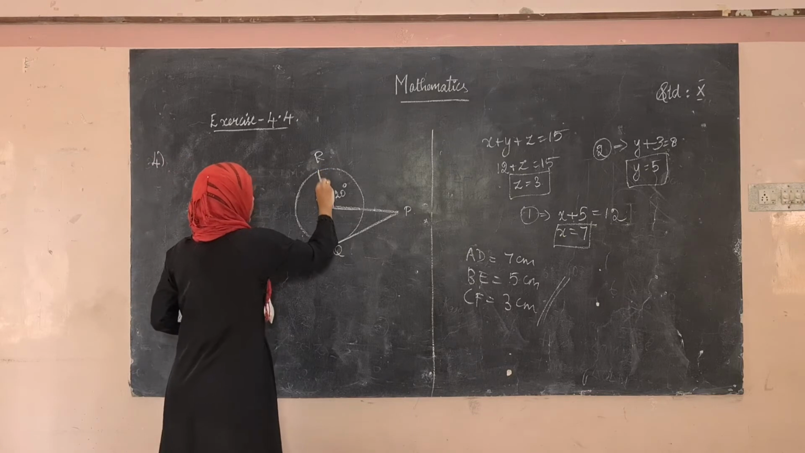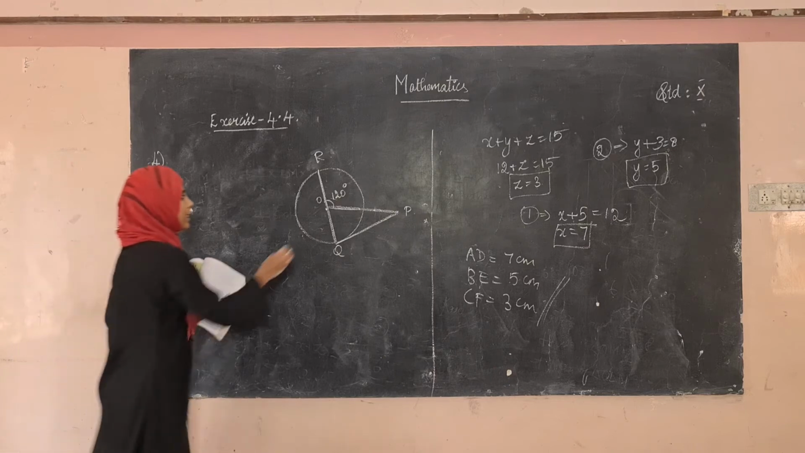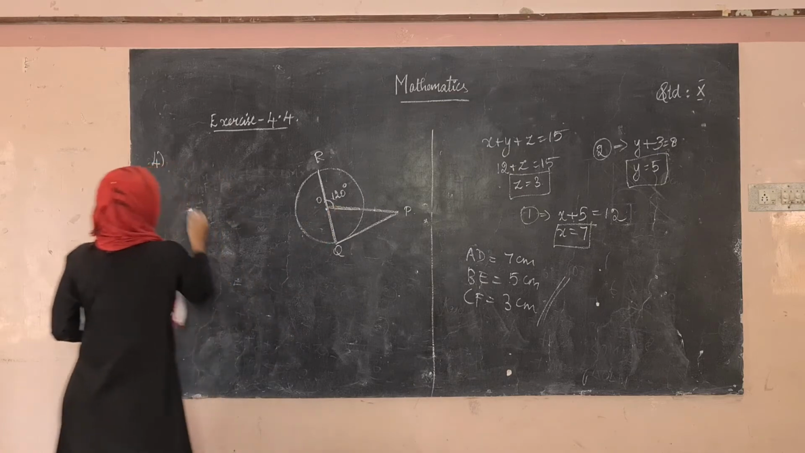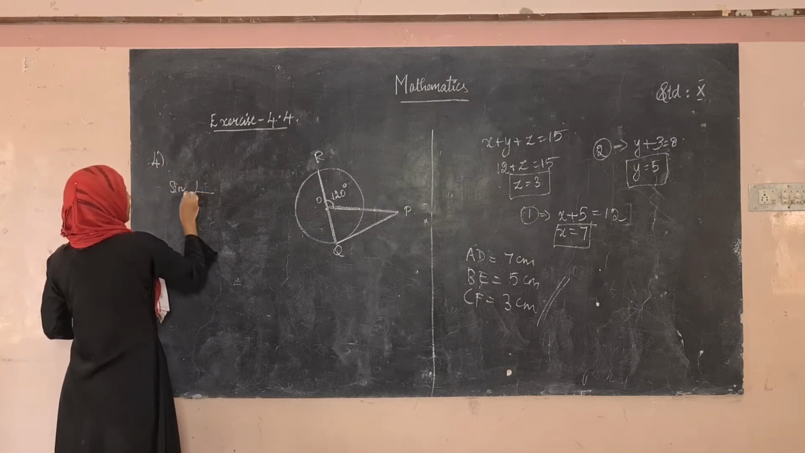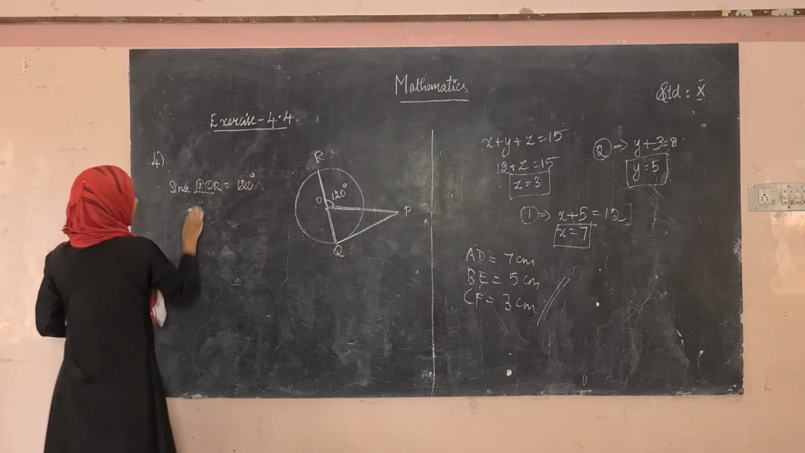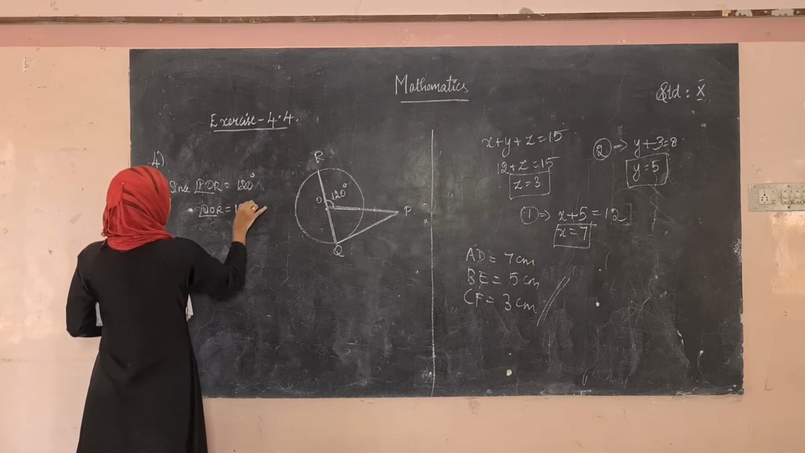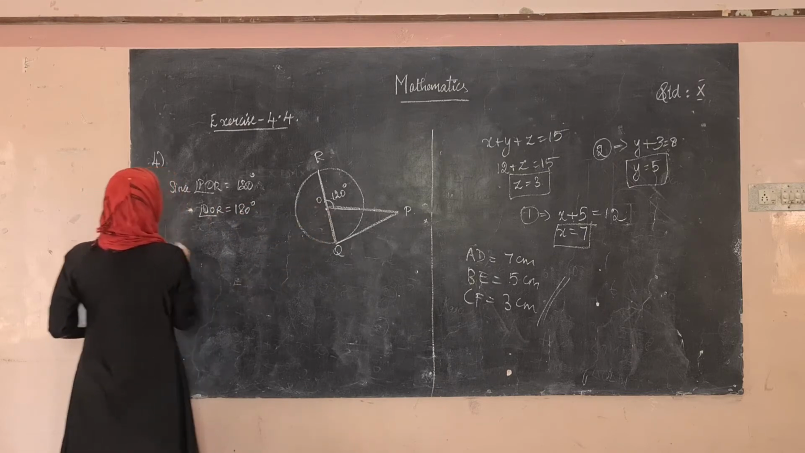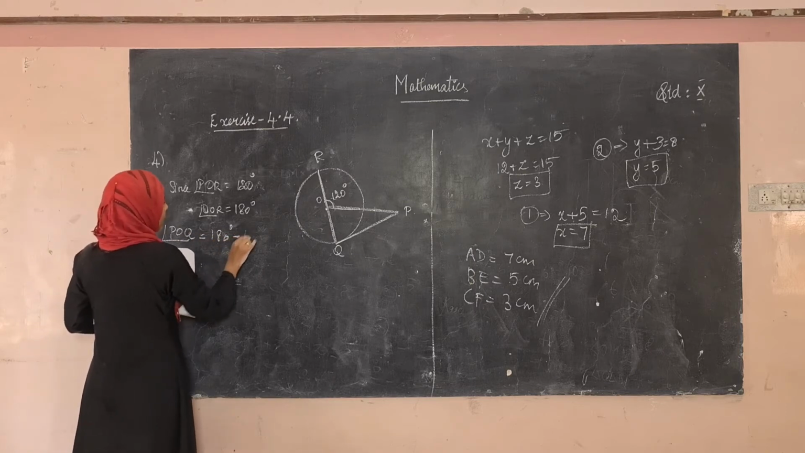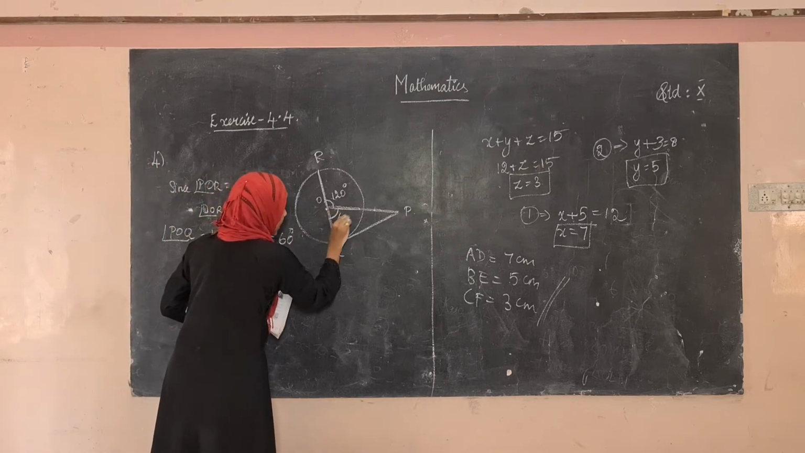OPQ. Okay, see this is a straight line, right? The angle made on a straight line will be equal to 180 degrees. That is, this whole angle is 180 degrees. Since angle POR is equal to 120 degrees, the angle QOR will be equal to 180 degrees. To find POQ, angle POQ will be equal to 180 degrees minus 120 degrees, which is equal to 60 degrees. That is, this angle is 60 degrees.